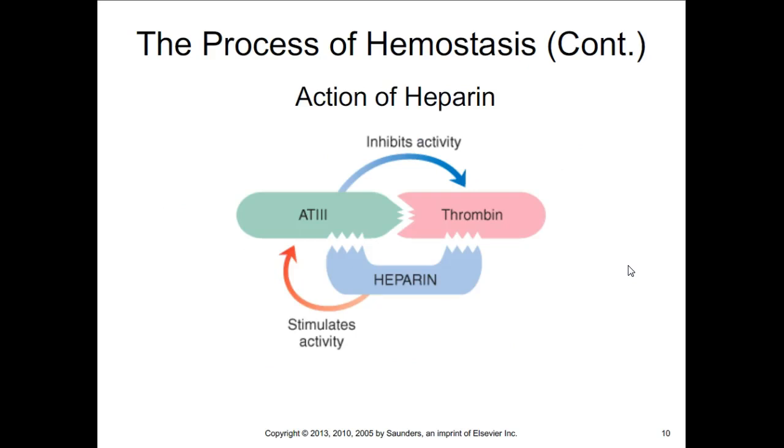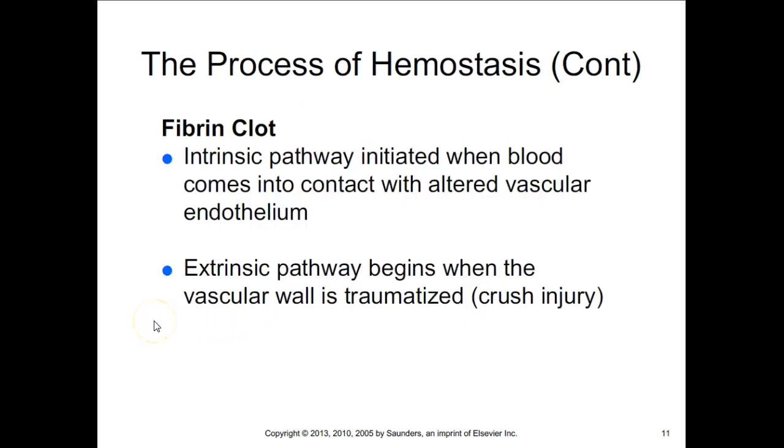Antithrombin 3 inhibits the activity of thrombin, which kind of makes sense, right? And then heparin, which is an anticoagulant, is going to block the activity of this antithrombin. Remember, thrombin is part of the coagulation cascade, so antithrombin stops clotting, and then heparin is an anticoagulant, so it's going to stop that from occurring.